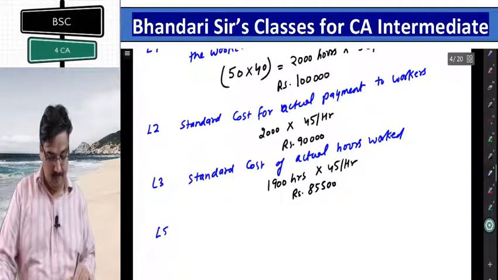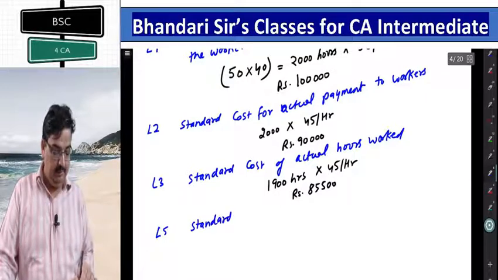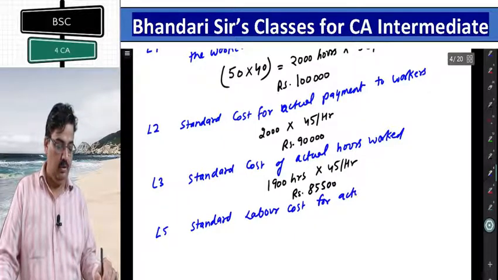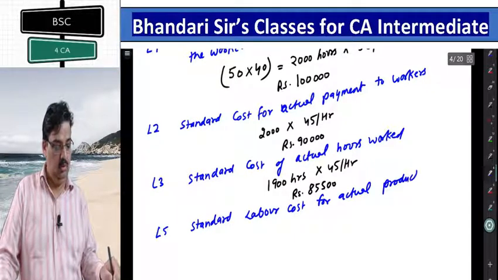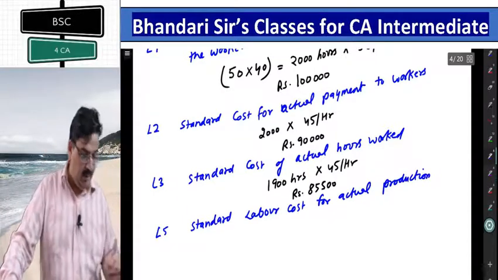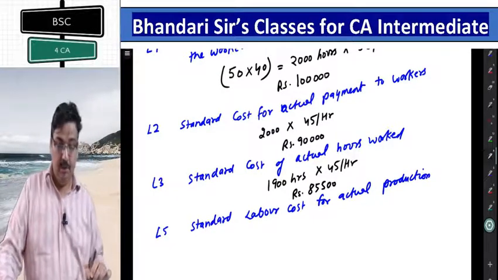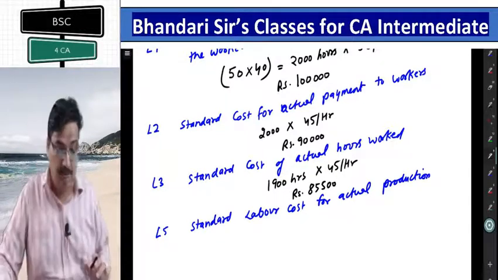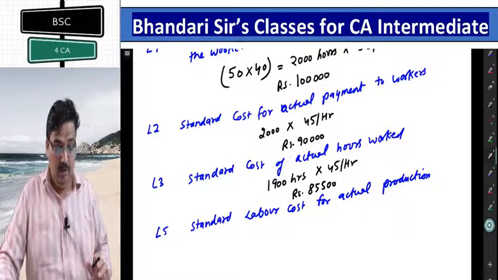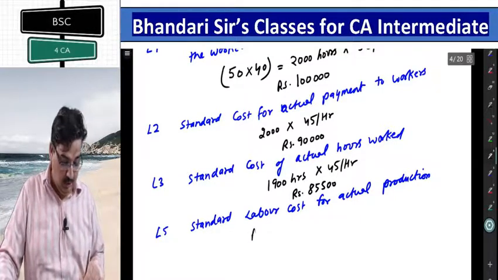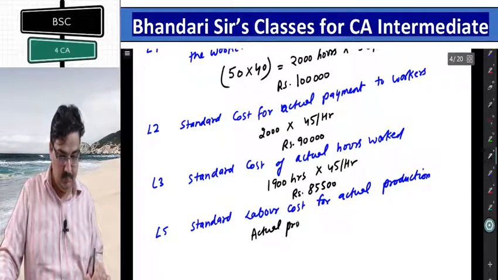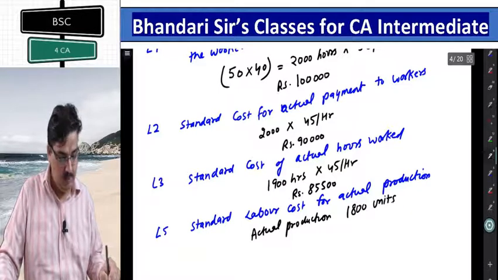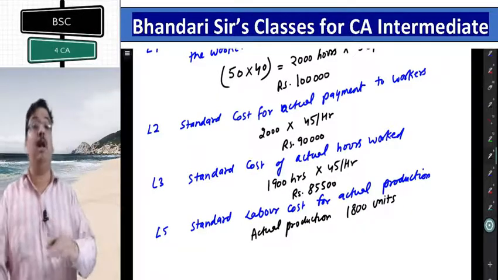L5, standard labor cost for actual production. Now I need to find the actual production and standard cost per unit. If I look there, you are given actual production, 1800 units. I need to find budgeted cost divided by budgeted units.